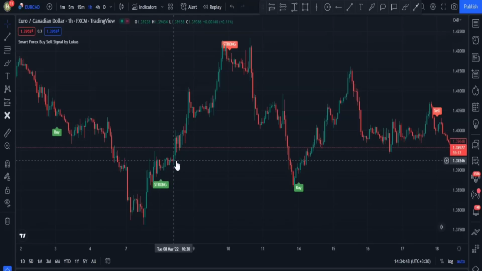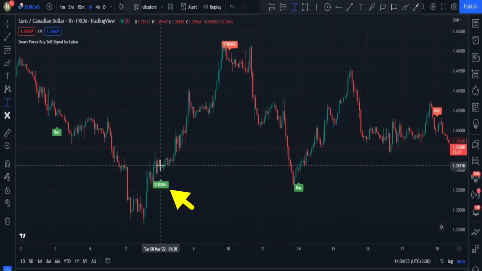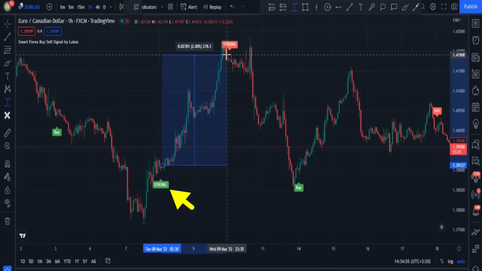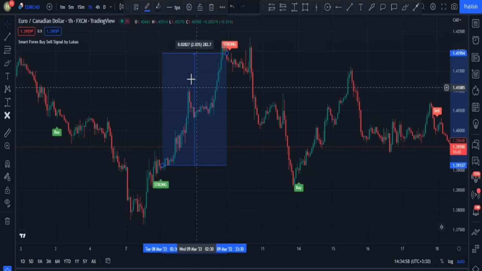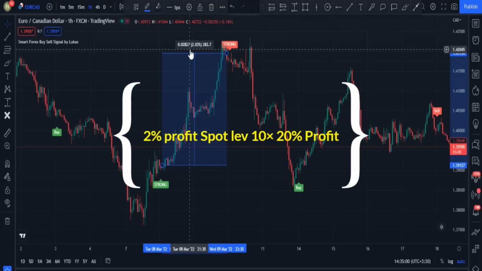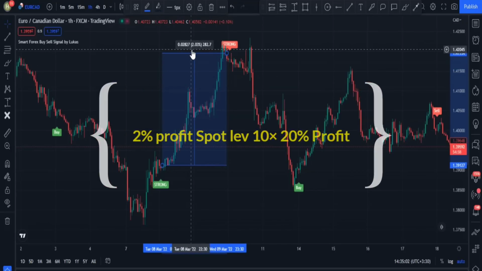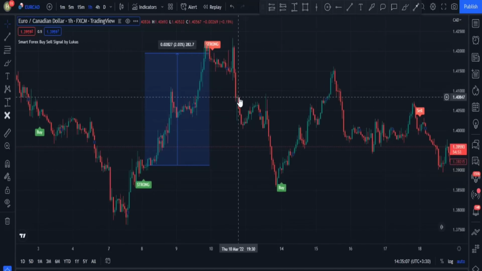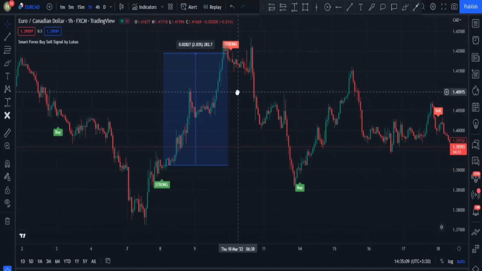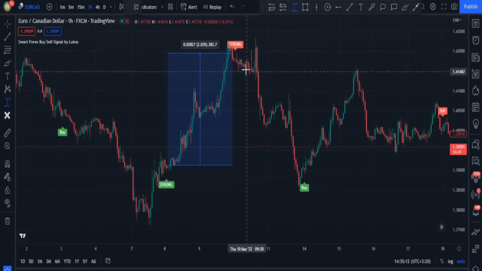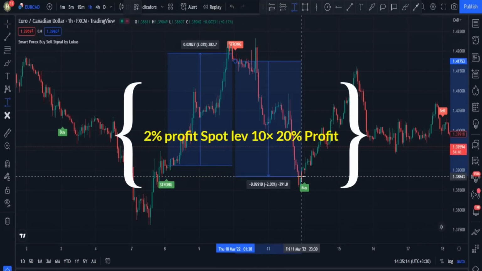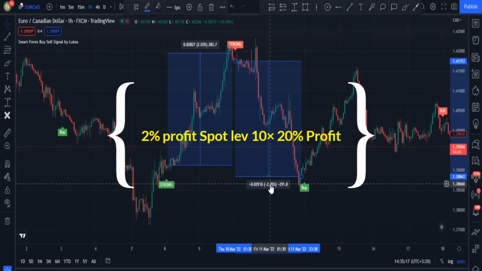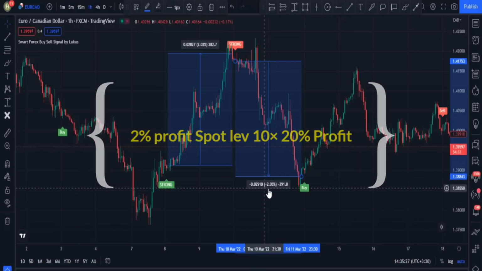Let's check out some examples in this time frame. Here, we got a strong signal that is a very good buy signal which tells us to enter a buy trade. We could have made 2% profit from this trade in the spot mode. Again, we got another strong signal that is red, meaning it is a sell signal. If we were to enter a trade using this signal, we could have gained 2% profit in the spot mode or 20% with the leverage of 10.